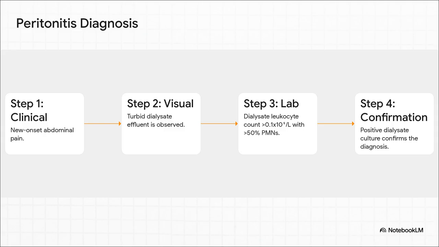It almost always starts with the patient's subjective complaint, new abdominal pain. Then comes the objective visual cue that every PD patient and nurse knows to look for: cloudy or turbid effluent fluid. The lab then needs to back this up, showing a leukocyte count over the threshold with a neutrophil predominance. And of course, the definitive confirmation comes from growing the bug in culture.